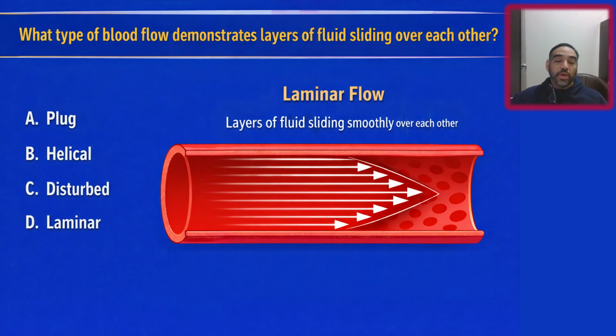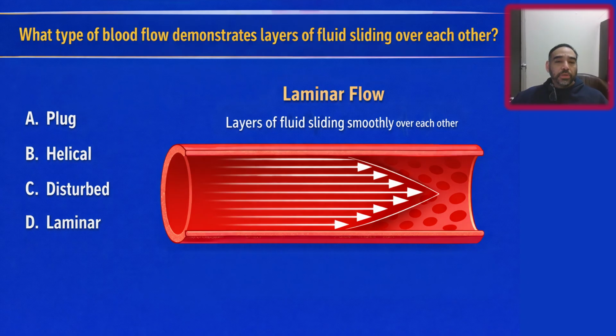Now let's look at why the other answers are not correct. A said plug flow. Plug flow is almost the opposite idea. In plug flow, the velocity across the vessel is nearly the same everywhere. There isn't that layered, gradual change in speed from the center to the wall. It looks more like a solid plug moving forward instead of distinct layers sliding at different speeds. So while it's organized, it does not demonstrate layers sliding at different velocities, which is what the question is asking for.